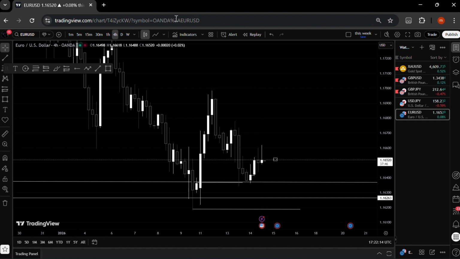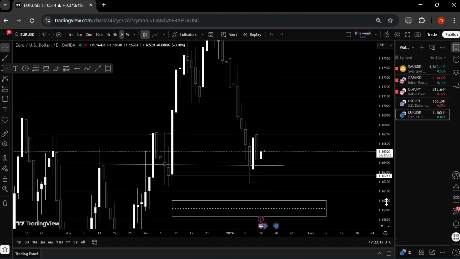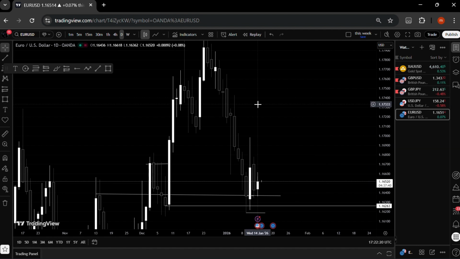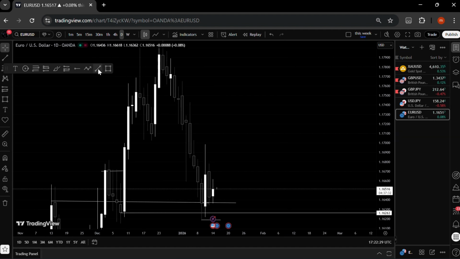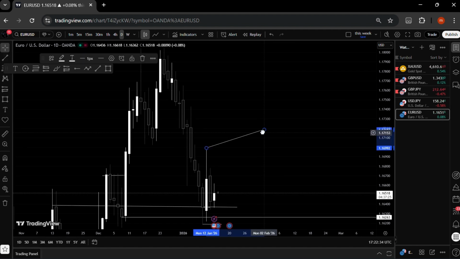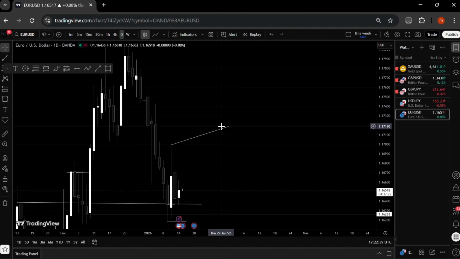Just so you know, I'm not waiting for this target to get hit. I'm not waiting for it to fully get hit before I take my profit. My profit is around here, at this level, so I'm taking profit here, but this is where I expect price to eventually get to. So here is where I'm taking my targets, I'm taking profit.